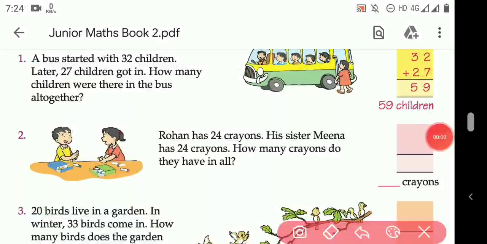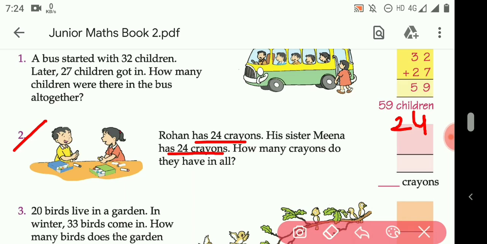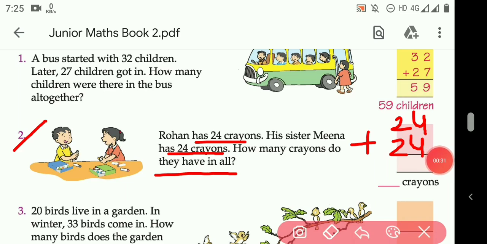In the same manner we will do the second question here. Rohan has 24 crayons. So Rohan is having 24 crayons. We will write it here, 24. His sister Meena has 24 crayons. Meena is also having 24 crayons. Underline it. How many crayons do they have in all? So both of them have how many crayons in total? So Meena is having 24 more. We will write it here. Now we will add them. So 4 and 4, 8, and 2 and 2, 4. So how many crayons? 48 crayons. So this is the answer.